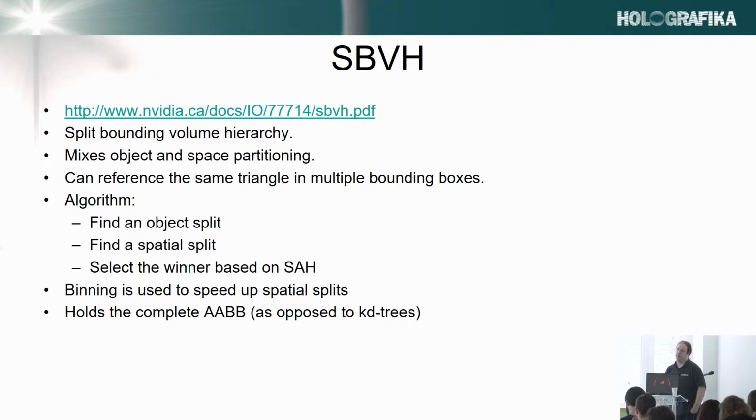So there are a couple of improvements that are GPU friendly to these acceleration structures. One of them is the SBVH. It's a split bounding volume hierarchy. And the nice idea about this is that it mixes the object and space partitioning schemes, and it tries to select the optimal one. So first it tries to find an object split, then it tries to find a spatial split, and it tries to select the winner based on this heuristic that I've shown you, the surface area heuristic. It uses binning, so it pre-partitions the space before it tries to find the split.